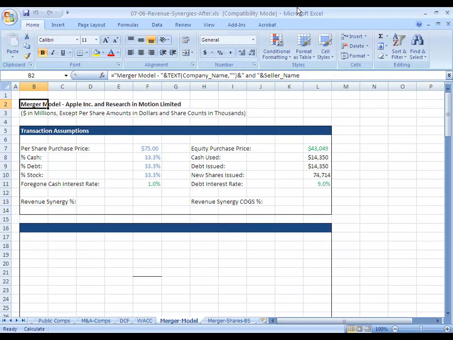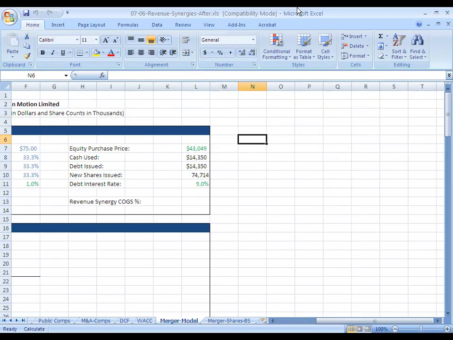In this lesson, we're going to begin looking at one of the more advanced concepts related to merger models, which is the notion of revenue synergies. Now, a synergy in the context of a model like this, and really in almost any context in finance, is referring to a situation where 1 plus 1 equals 3. So in other words, you take two entities and when you combine them, you get more than you bargained for.